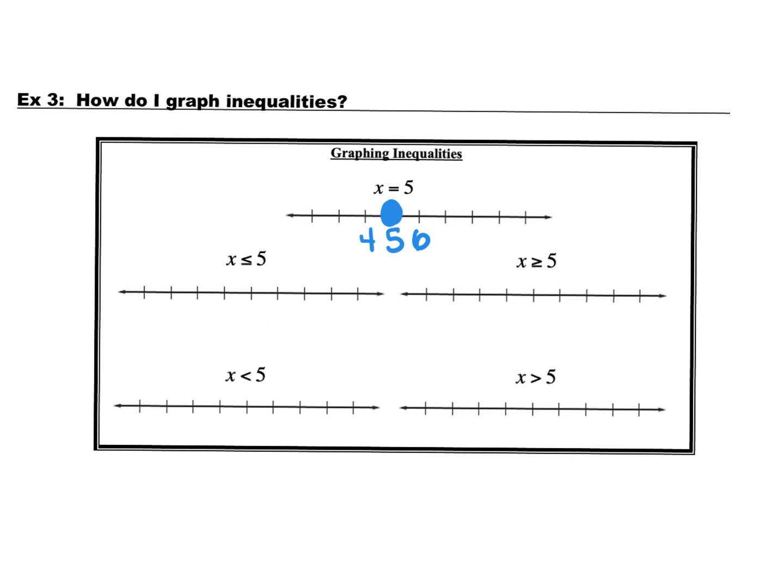Now, if we were going to graph x is less than or equal to 5, let's just do 4, 5, 6. Because it's equal to, we'd have our closed dot. And then to show that it was also less than, you would have an arrow going to the left. Something that I want to point out is that if your variable comes first, we can make this almost into our arrow, and notice how they're both facing to the left.